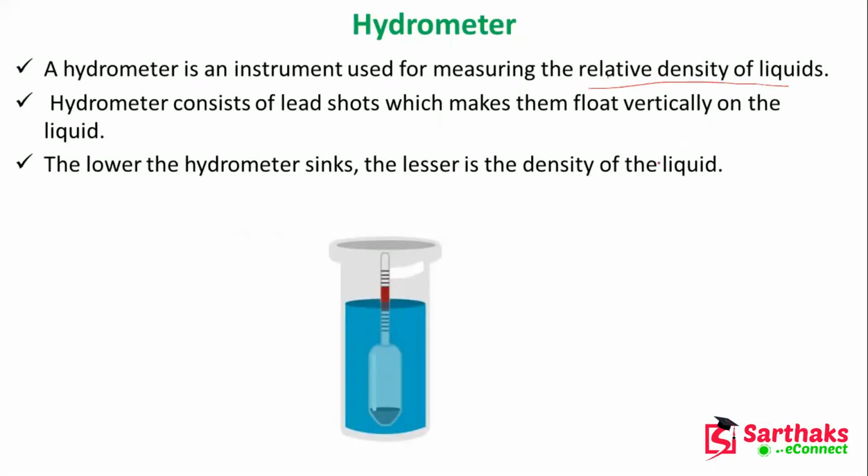We are using relative density. We are measuring relative density of the liquid. And the hydrometer consists of lead shots, which makes it float vertically on the liquid. So this one is the liquid, and here this is the main thing which we are using to measure the relative density of the liquid. Now the lower the hydrometer sinks, the lesser is the density of the liquid. So these lead shots are actually very important to this hydrometer.